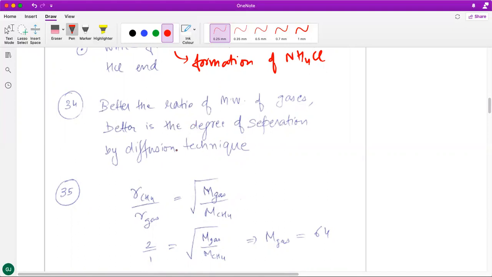Then 34th question is again something that we have discussed in class, that given the separation based on diffusion technique, we understand the fact that the difference between molecular weights does not matter. The ratio of molecular weights of the gases being compared should be higher. This will result in better separation.